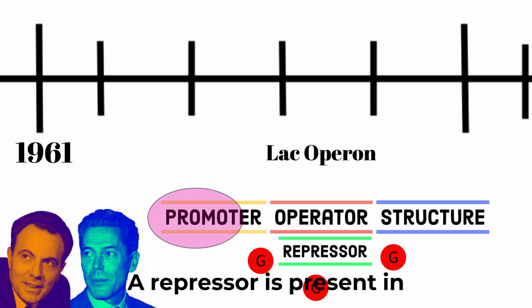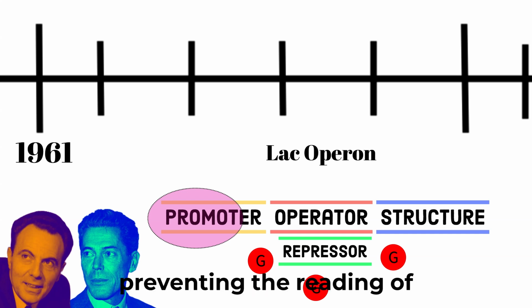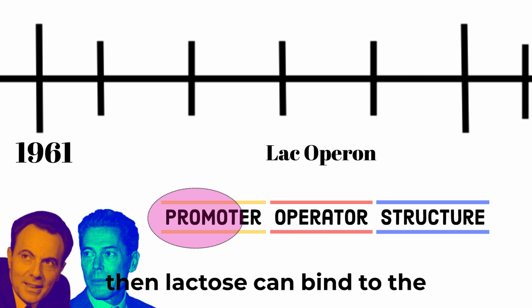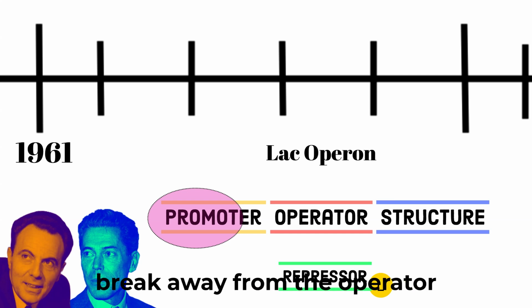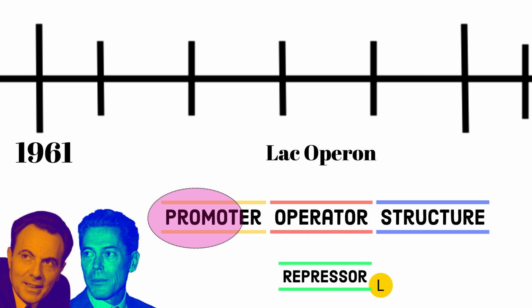A repressor is present in the closed state. The repressor is stuck to the operator, blocking the path of the polymerase, preventing the reading of the structural section. If glucose is not present, then lactose can bind to the repressor and cause it to break away from the operator, freeing the polymerase to carry on its way.